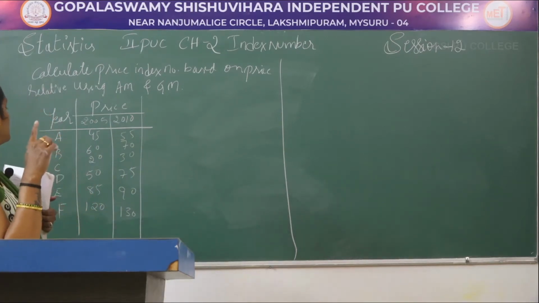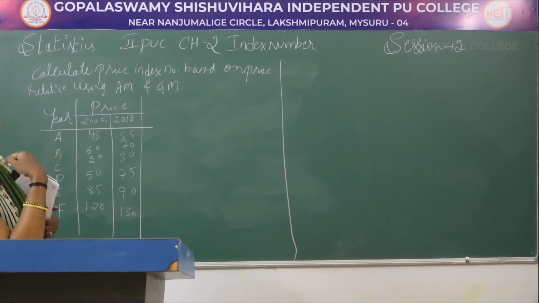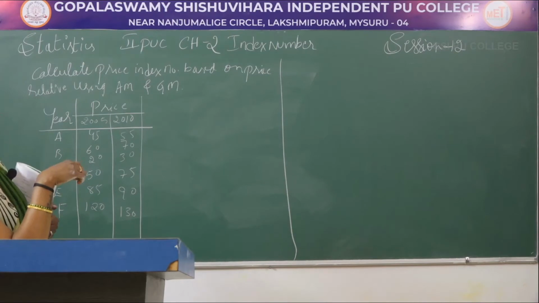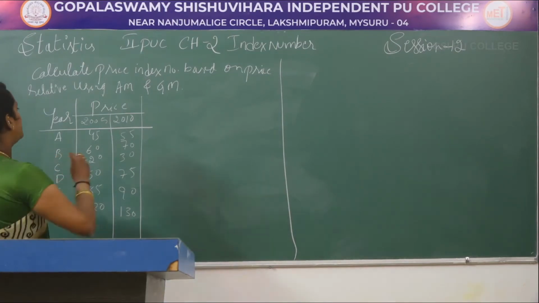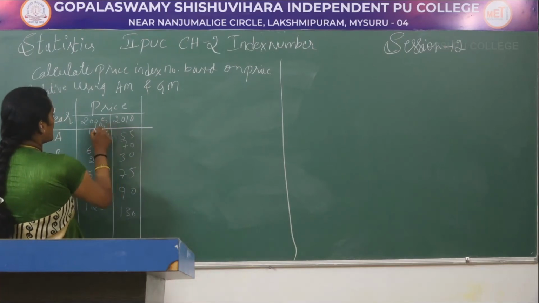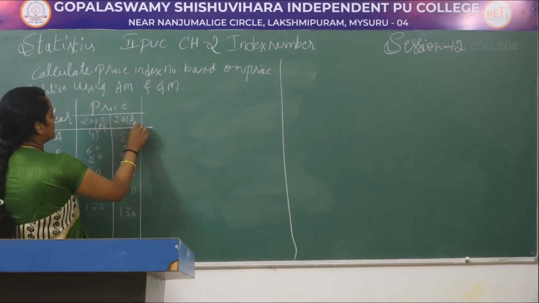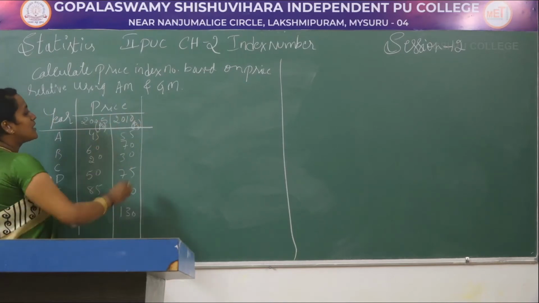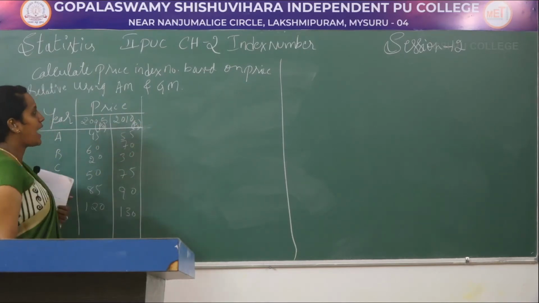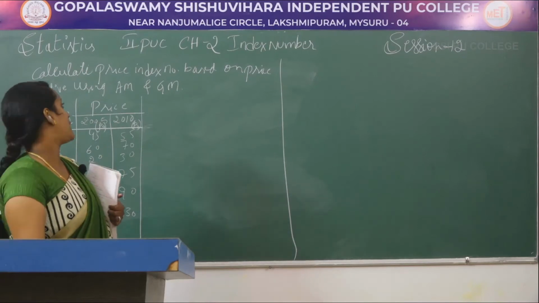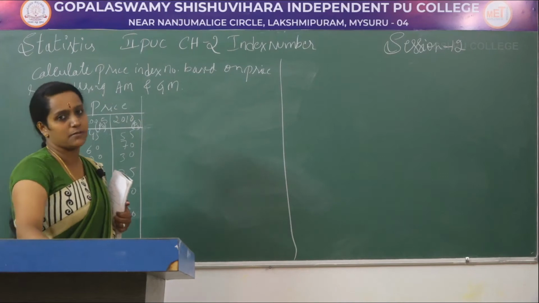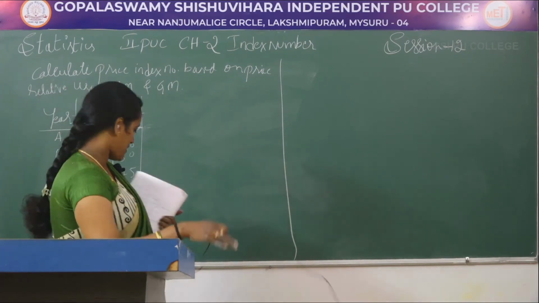Here they have given the price for 2005 and the price for 2010. And the 2005 price we consider as the base year price, so I'll denote this with P naught. And 2010 is the current year, that is P1. Next step is we have to calculate the price index number using both methods: one is the AM, arithmetic mean method, and the other is the geometric mean method.